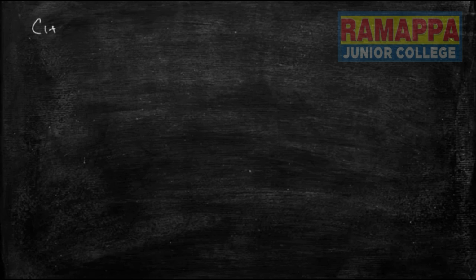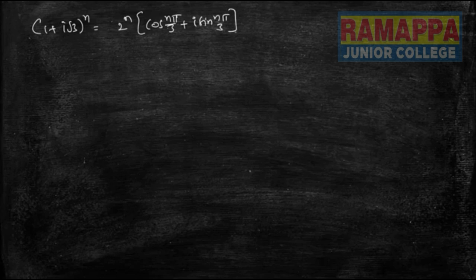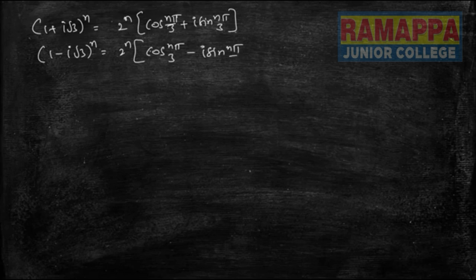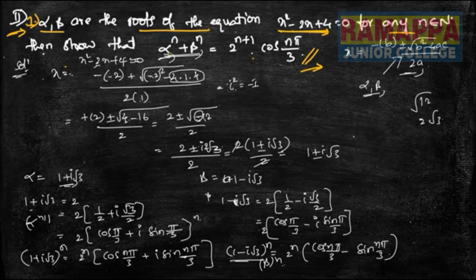So (1 plus i root 3) whole power n is equal to 2 power n into (cos n pi/3 plus i sin n pi/3). Now (1 minus i root 3) whole power n is equal to 2 power n into (cos n pi/3 minus i sin n pi/3). So here we got these two values, this is the first one and this is the second one.